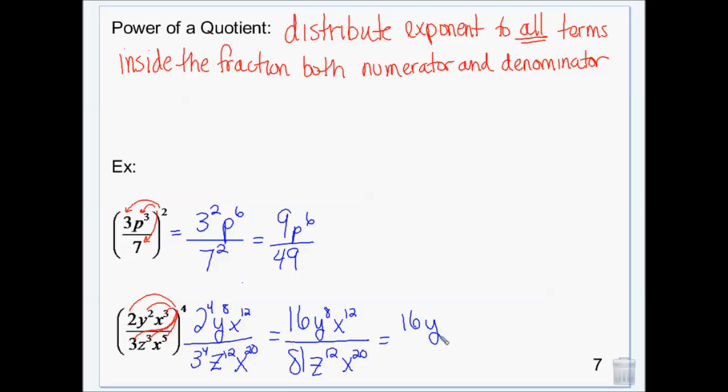So I get 16 y to the 8 over 81 z to the 12 x to the 8. So the x stays on whichever side had the higher exponent. Does that make sense? So 20 and 12, right? The 20 would win. If this was a video game, that's your hit points. The guy with 20 hit points will beat out the guy with 12 hit points, right?